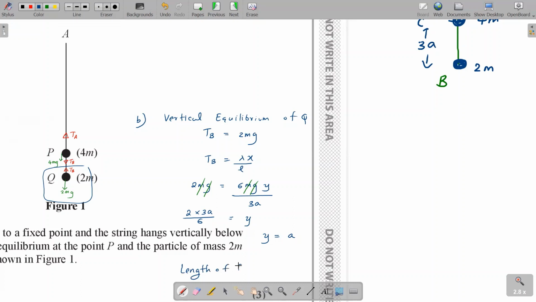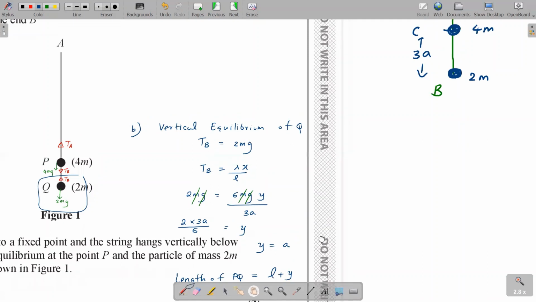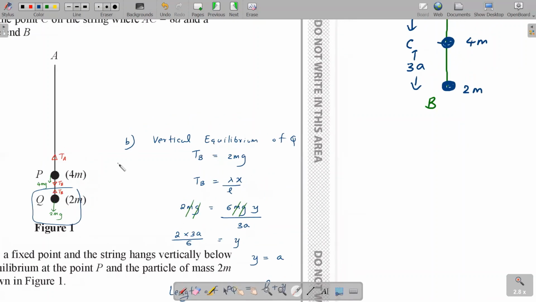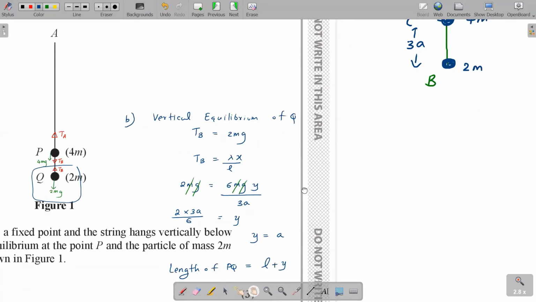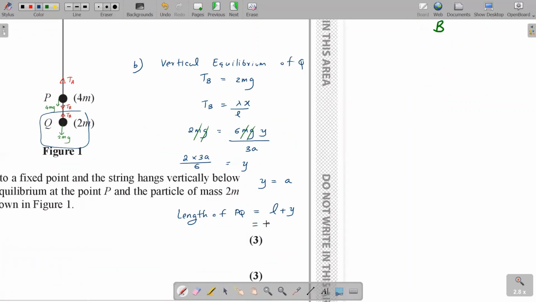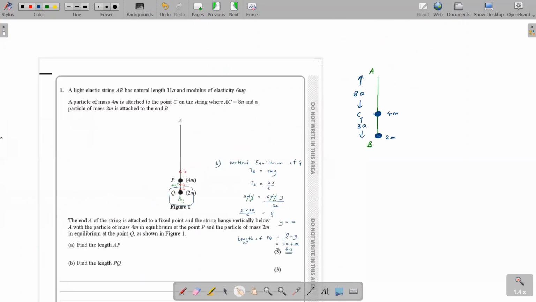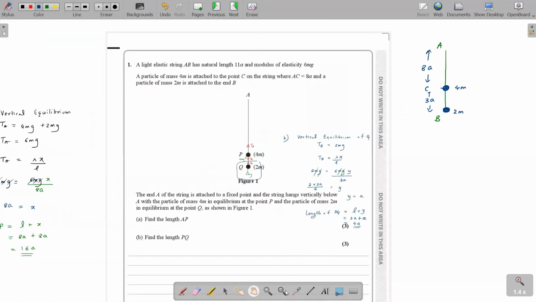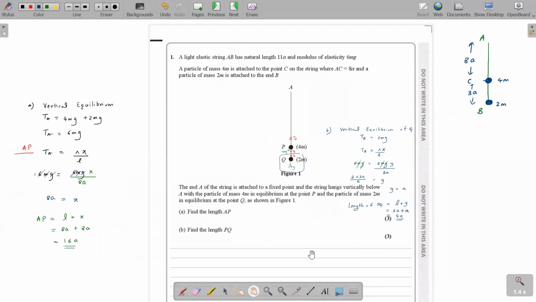The length of the PQ string is the original length plus the extension. Original length of PQ was what? The original length of PQ was the CB length, 3a. Extension is a. 3a plus a, how much is the full length of PQ? PQ is 4a. Okay, this is clear. So this is the answer for question number 1.